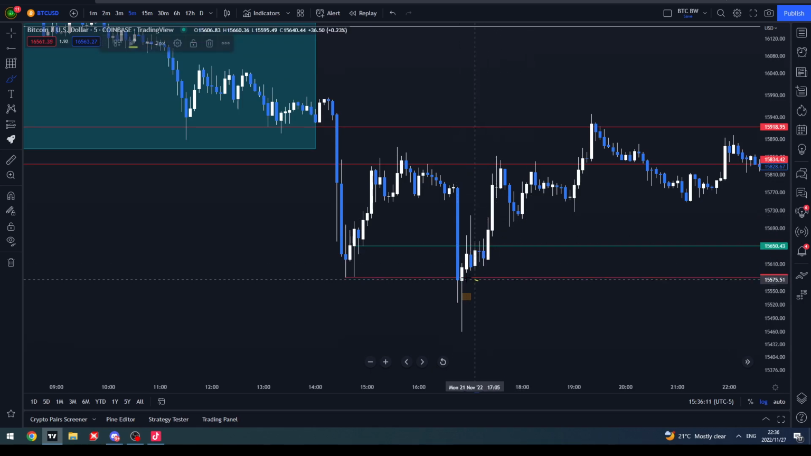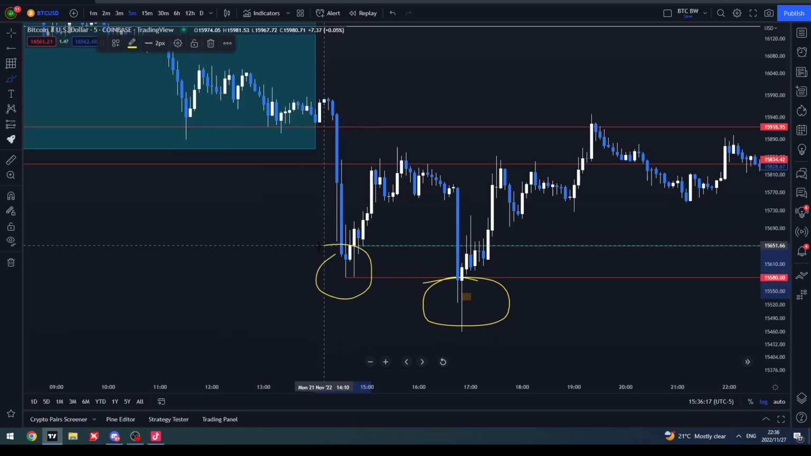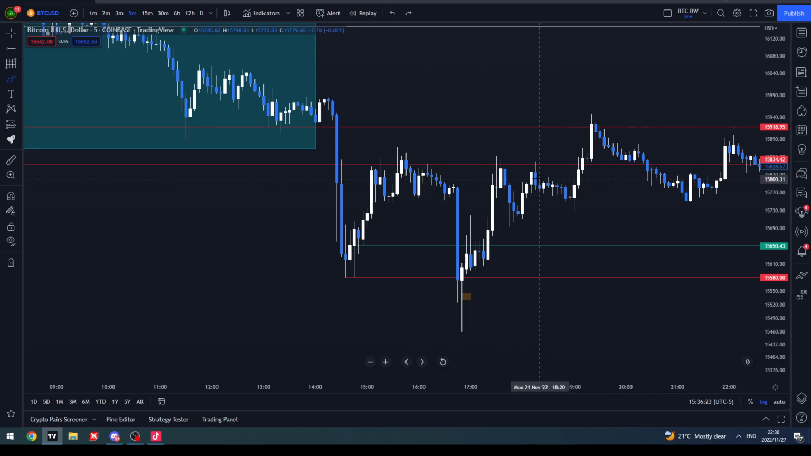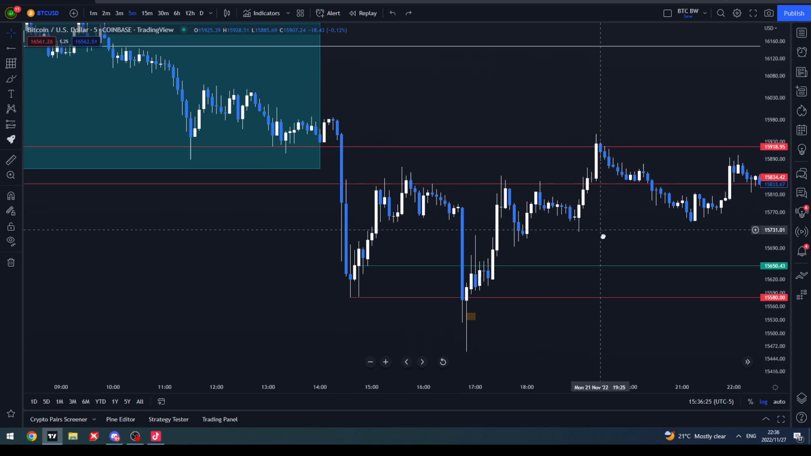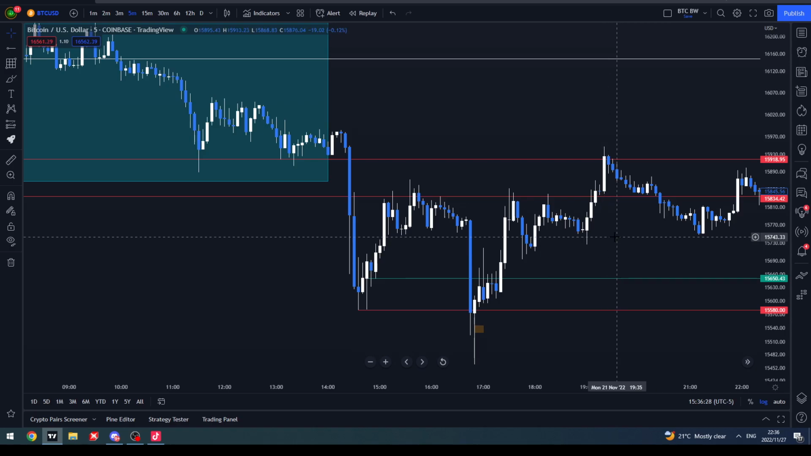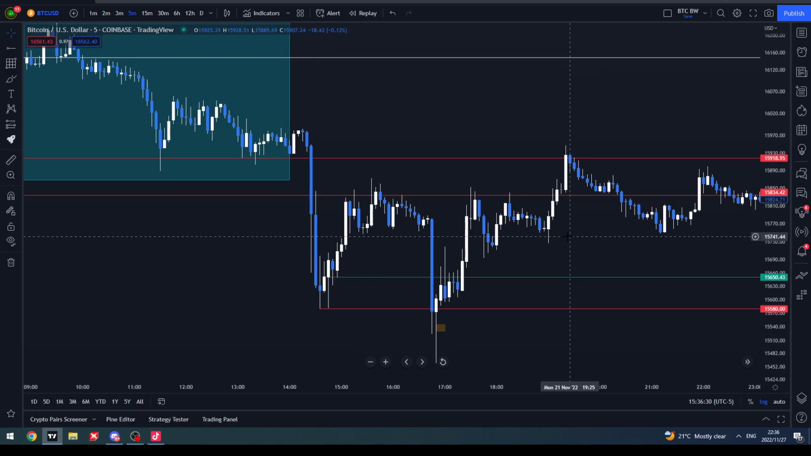You've taken liquidity here to the downside, which is the sell side liquidity. We've taken it here, we've taken it here with this move, and now we are showing signs of reversal. Where would the draw on liquidity be next? What is a draw on liquidity? Where is price most likely to go to next?